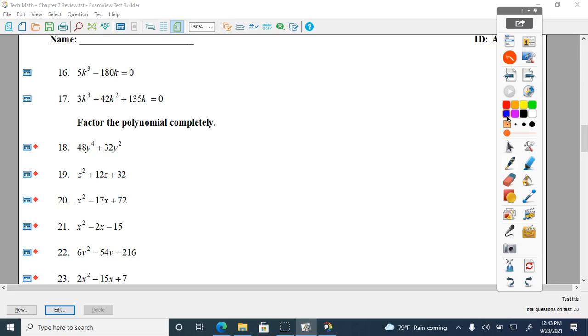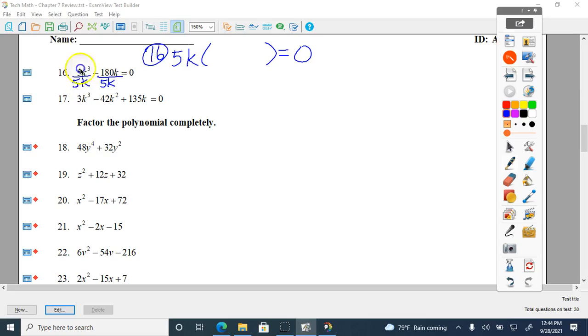15, 14, and 13, the equations were already factored. 16 and 17, are they factored? No, sir. No, so we need to factor them first and then do what we just did. Okay? So, what do we always look for first when we're factoring? Greatest common factor. Okay? What is the greatest common factor here? 5k. So I'm going to change this to 5k. This is 16. And I'll pull that out front, okay? And what do I do with the 5K that I pull out front? I come back over here and I divide these by 5K. And that's what's going to go in my parentheses, okay?